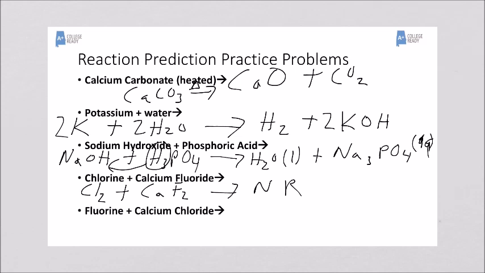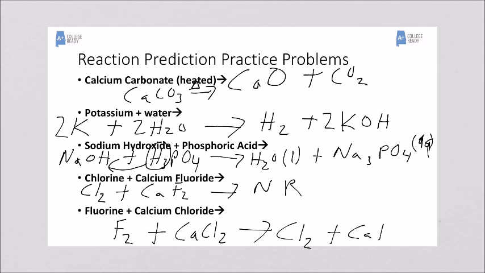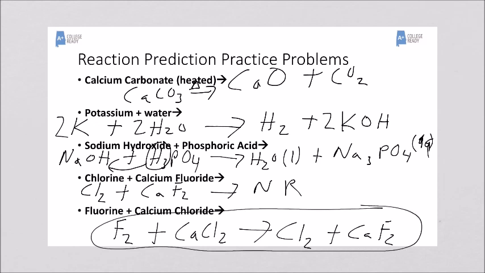The next one is just the opposite kind of problem. So here we have fluorine, also a diatomic, plus calcium chloride. Single replacement reaction. Fluorine is more active than chlorine, so it replaces it. So we get chlorine gas plus calcium fluoride, CaF2. We need to check to make sure that it's balanced. It is balanced as written. So this is a single replacement reaction in which a more reactive halogen replaces a less reactive halogen from a compound.